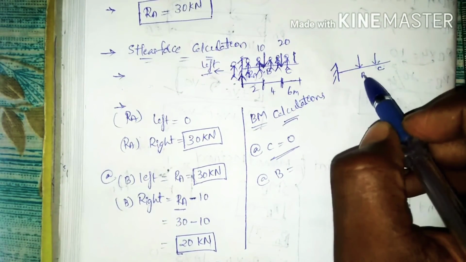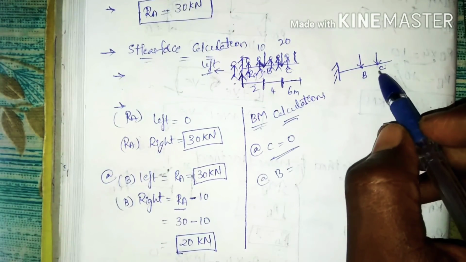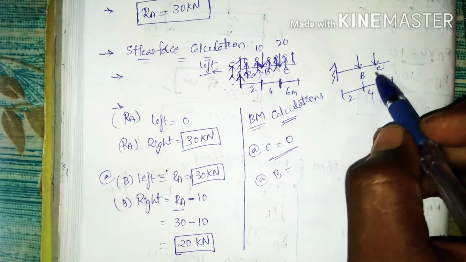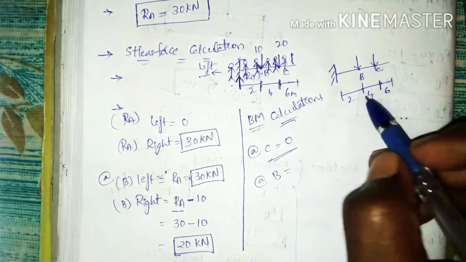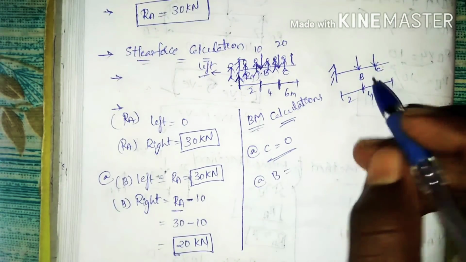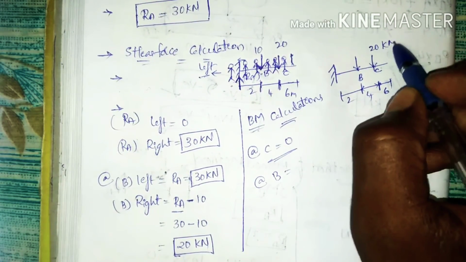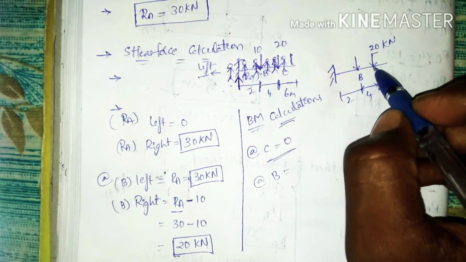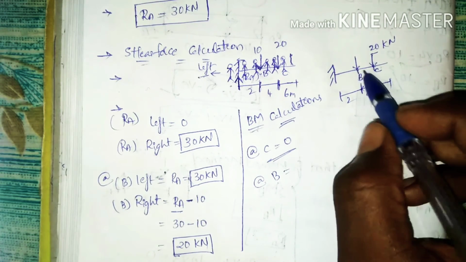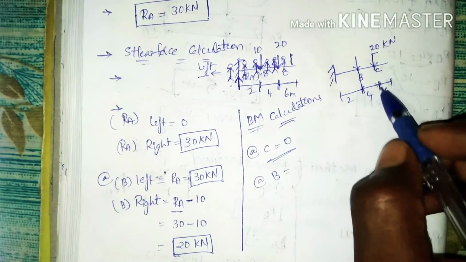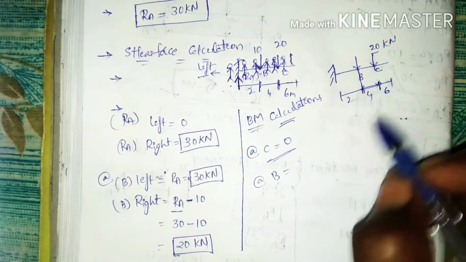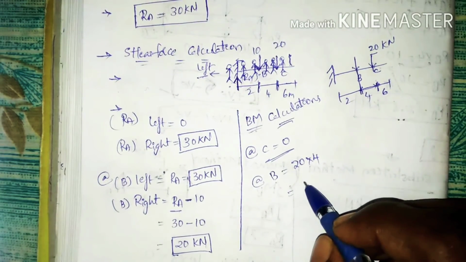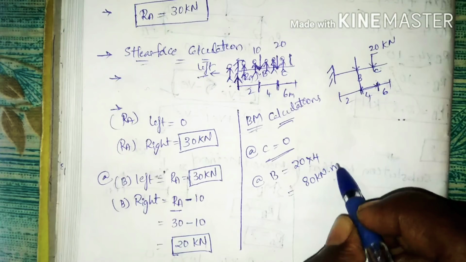Moment about B is equal to, here this is C, this is B. This is 2, this is 4, and the total distance is 6. From B to C, the distance is 4 meters. The load is 20 kilonewton. The moment at B is 20 kilonewton into the perpendicular distance from C to B, that is equal to 20 into 4, that is equal to 80 kilonewton meter.